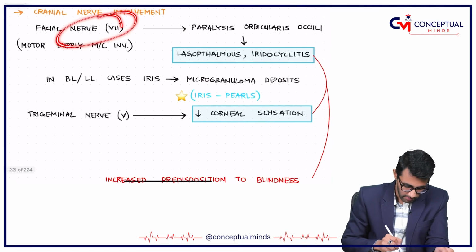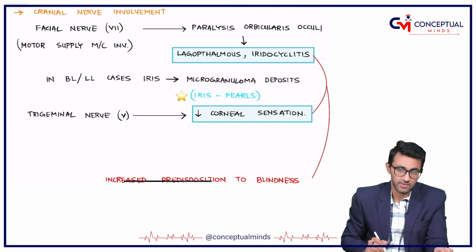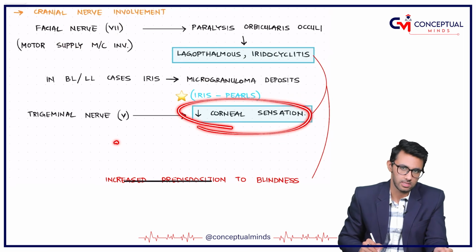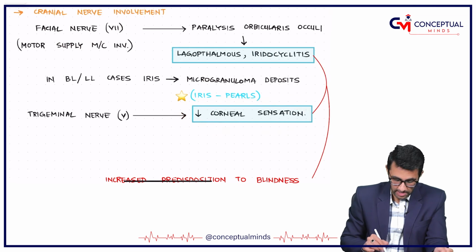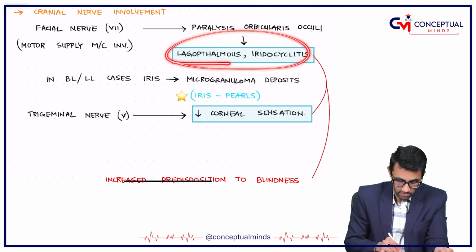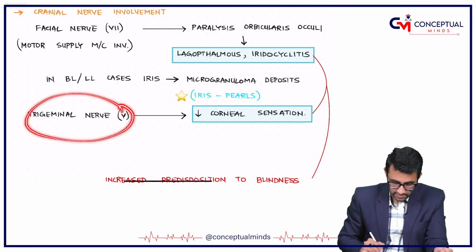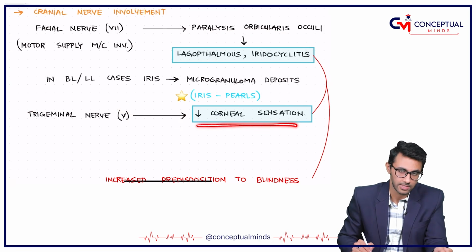Yes, the facial nerve is involved, and the trigeminal nerve is also involved. If the trigeminal nerve is involved, there is decreased corneal sensation. Okay, there is decreased corneal sensation. If the trigeminal nerve is involved, we have decreased corneal sensations.